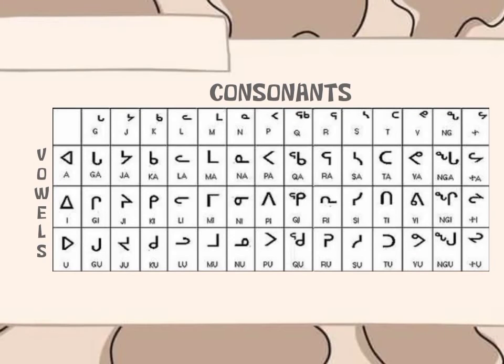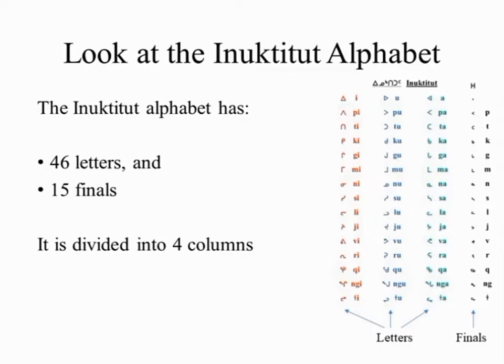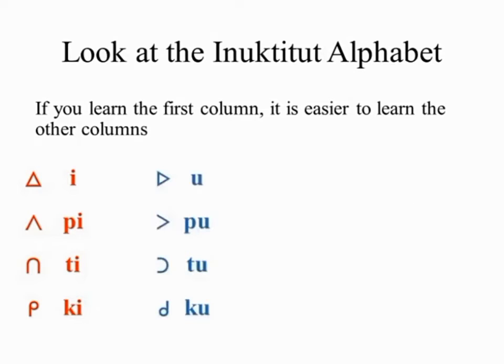So here are the Inuktitut vowels and consonants. The Inuktitut alphabet has 46 letters and 15 finals. It is divided into 4 columns. If you learn the first column, it is easier to learn the other columns.